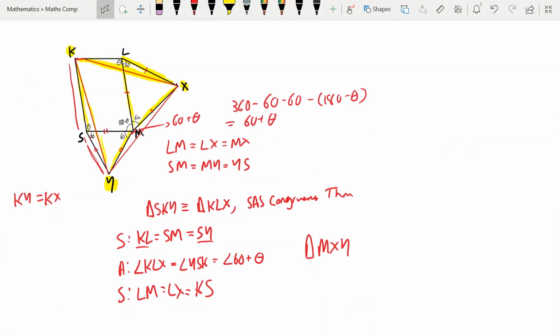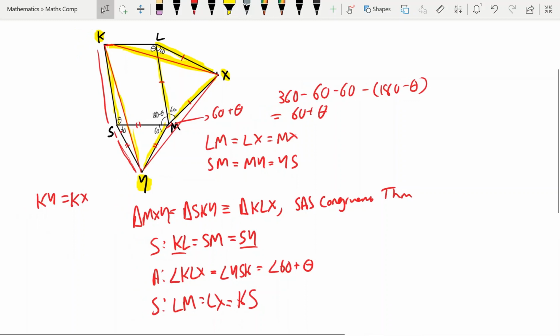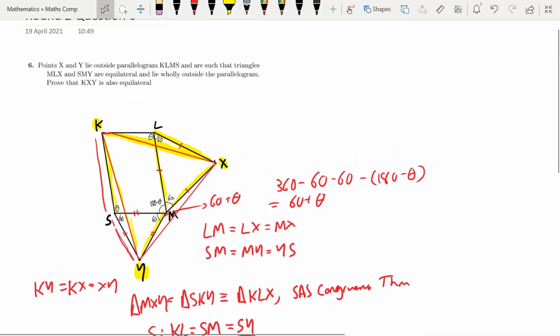Nice. So we can then use the exact same logic. I'm not going to write it formally, and we can say all these three triangles here are congruent. So triangle MXY is congruent. Therefore, if they're congruent and these lengths are equal, KY equals KX equals XY. Therefore, we've proved triangle KXY is equilateral.